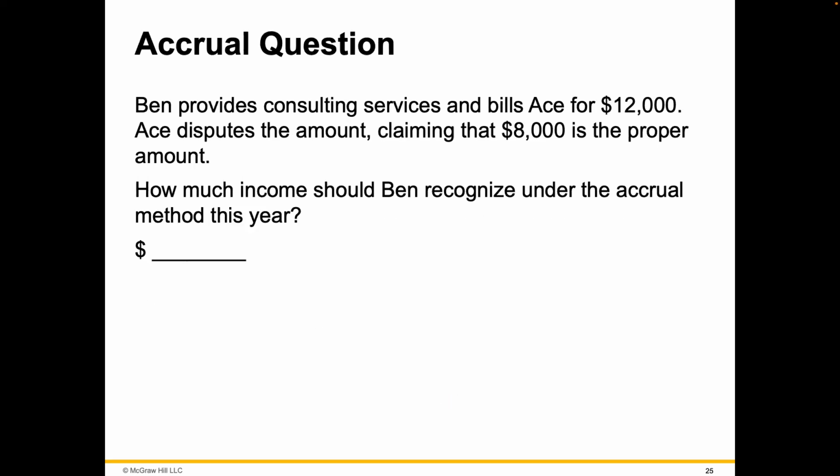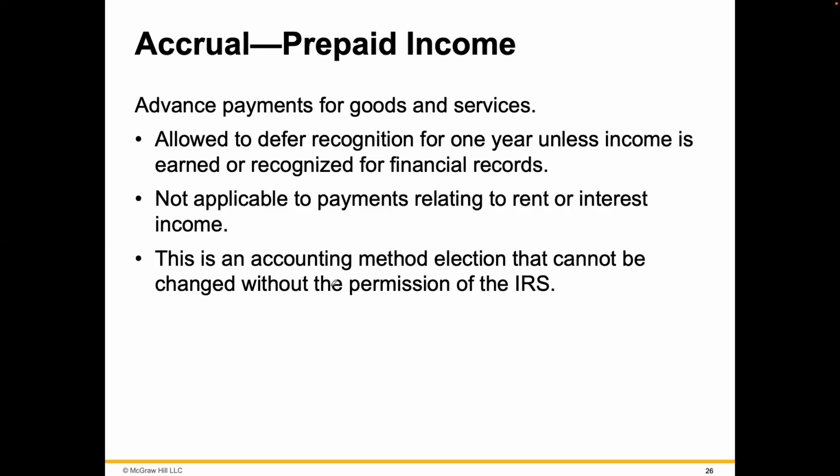So Ben provides consulting services and bills Ace for $12,000. Ace disputes the amount, claiming that $8,000 is the proper amount. How much income should Ben recognize under the accrual accounting method? So the answer here would be the $8,000 because revenue would be contingent on the claim that's under dispute. So we'd have to wait till that claim was no longer under dispute and that was resolved to recognize the other $4,000.